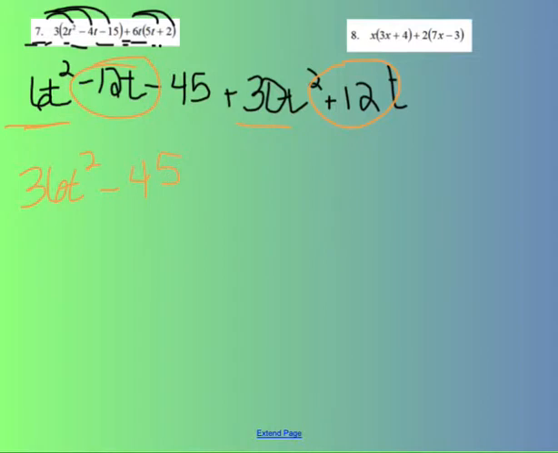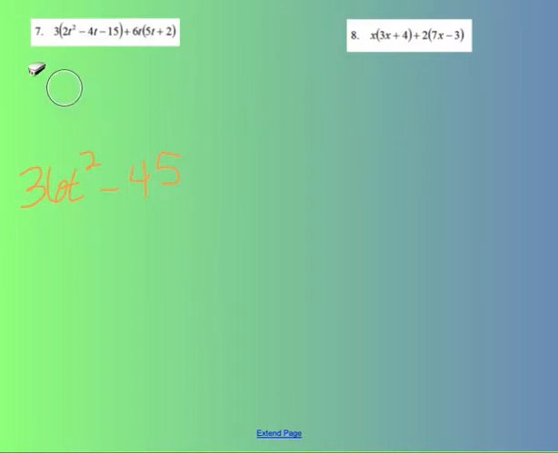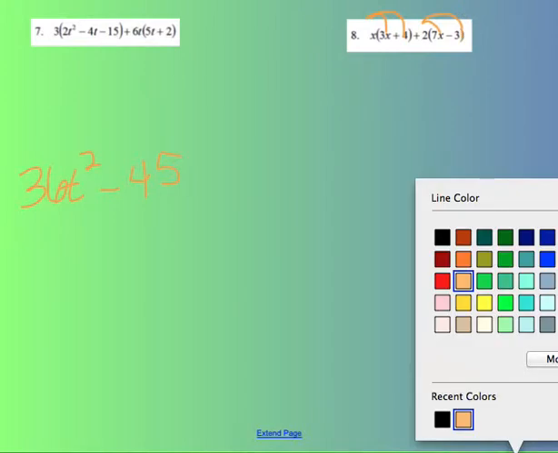So remember, all of your answers need to be in standard form. So you need to combine like terms as well as make sure that all of your exponents are going in descending order. So let's take a look at number 8. So we're going to take that x and distribute it in. And then we're going to take that 2 and distribute it into the second one. Again, you're only distributing it into the parenthesis that follows.